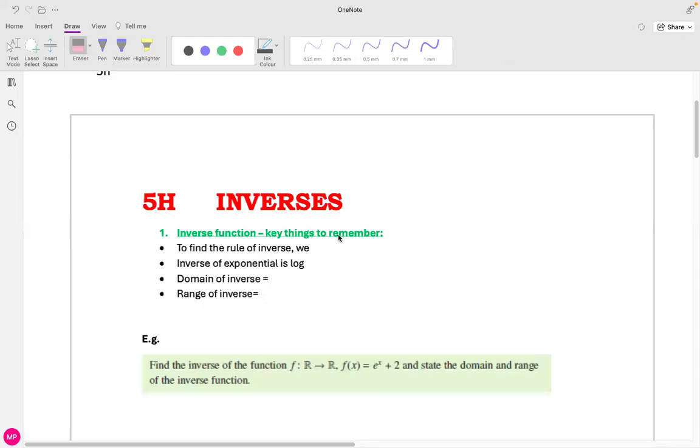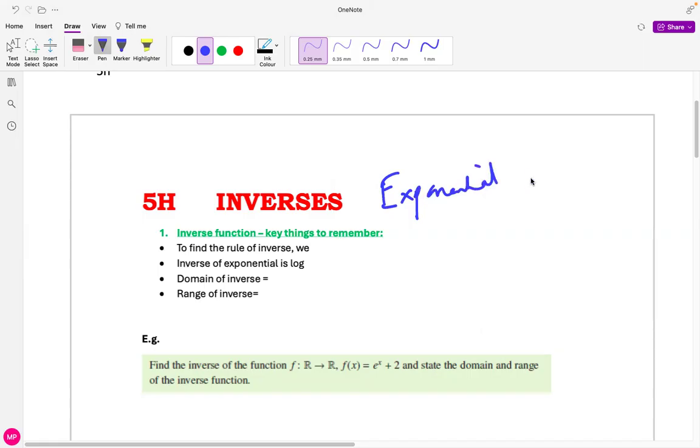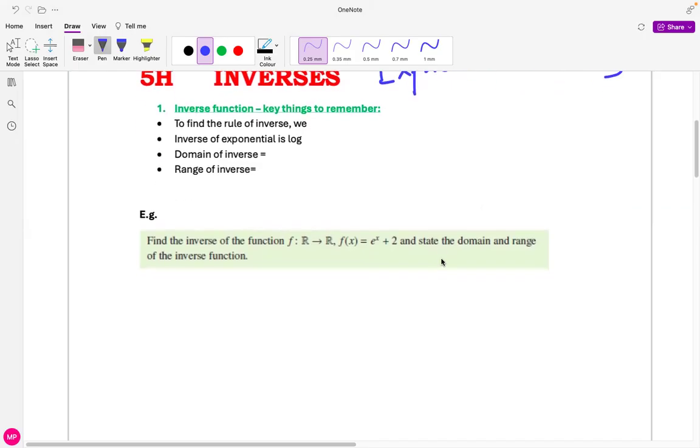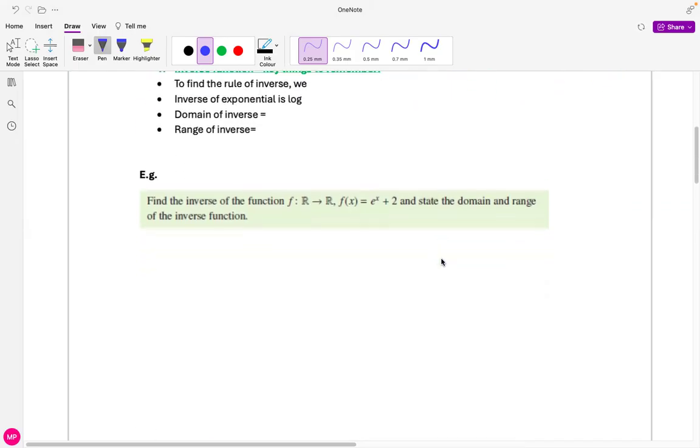Hi, in this video, we're going to talk about the inverse function, specifically the inverse function of exponential and log. Now we're going to go over a few examples here.